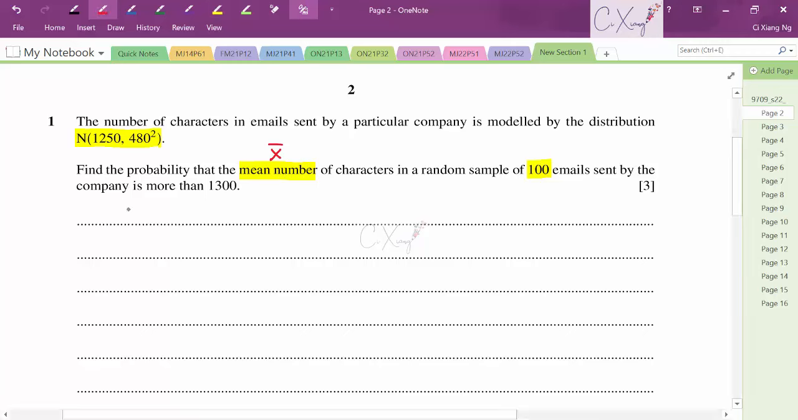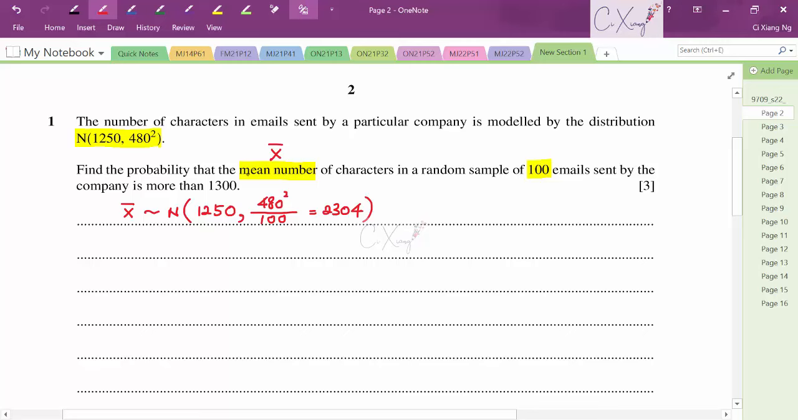Therefore, we have to find out the distribution for the sample mean. So for the sample mean, the original population is normally distributed. Therefore, the sample mean is also normally distributed. Okay, so the mean for the sample mean will be the same as the population mean, which is 1250. And the variance for the sample mean will be the original variance from the population, and we need to divide it by n. So the n here in this case will be 100, the sample size, and after that I will get the variance for the sample mean, which is 2304.